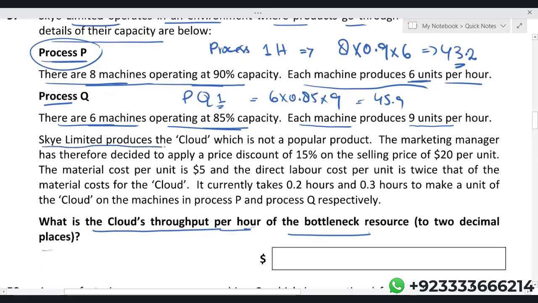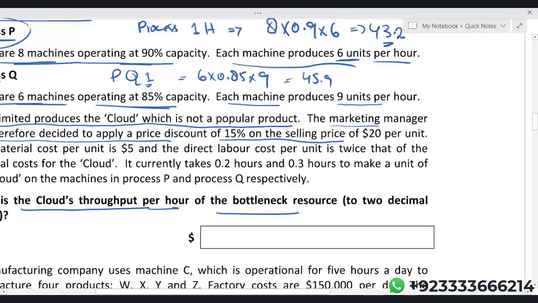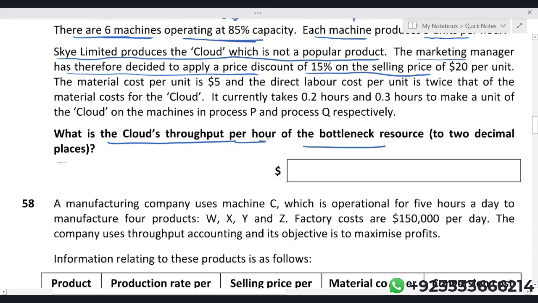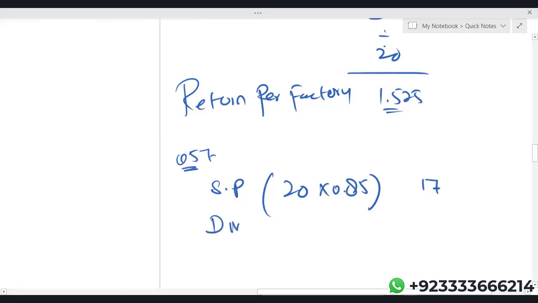Sky Limited produces the cloud, which is not a popular product. The marketing manager has therefore decided to apply a pricing discount of 15% on the selling price of 20 per unit. That's question number 57. Selling price, that's going to be 17. So selling price per unit is going to be 17.